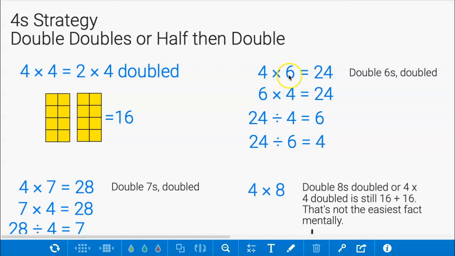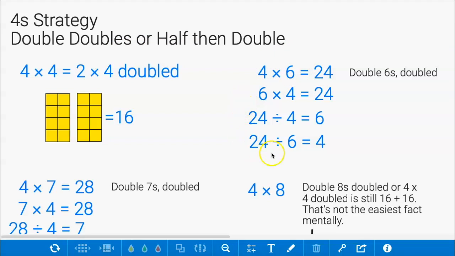4 times 6 can be thought of as 2 times 6 twice. 2 times 6 is 12, and double that is 24. And now you can kind of see why this is called the doubles doubled, or half then double. Because really what we're doing is we're taking half the 4 to make 2 times 6 and then doubling it.